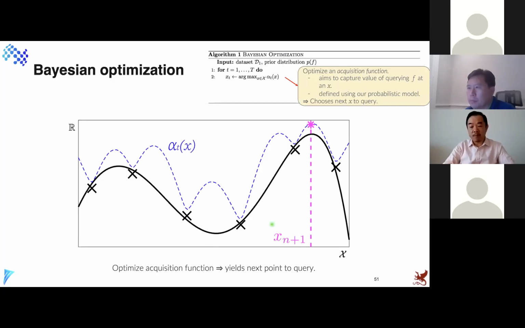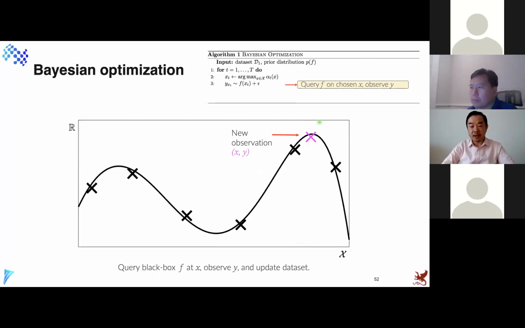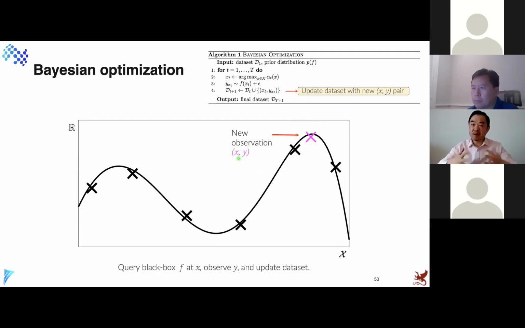Then you apply this query to the black box, and you get an output of the intrinsic reward or value. And then you now get a new pair of data points of X and Y. You can now further update the probabilistic acquisition model. So that's the bigger picture of our black box meta learning framework based on Bayesian optimization.